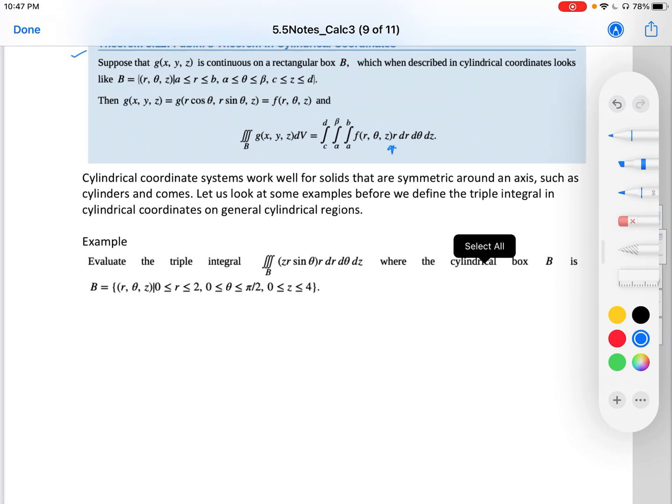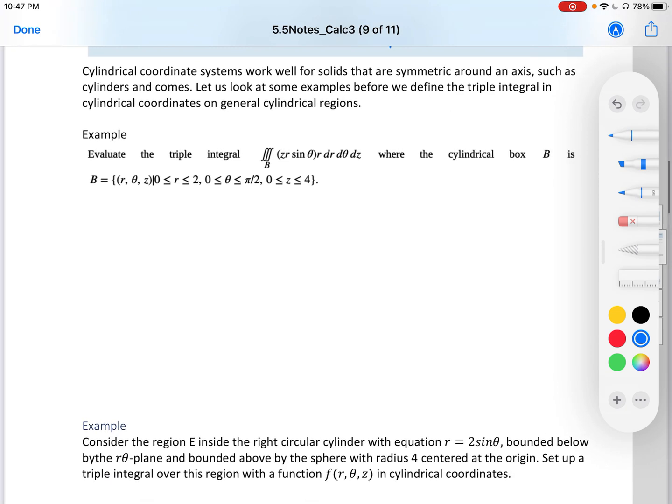Notice we need to add that r, just like we did two sections ago when we worked with spherical or cylindrical coordinates. All right, so here we have an example of how you work with this type of integral, and it's just as you would any type of triple integral.